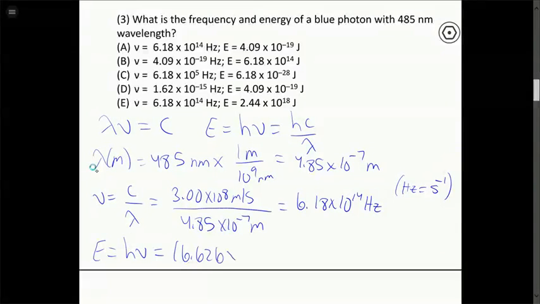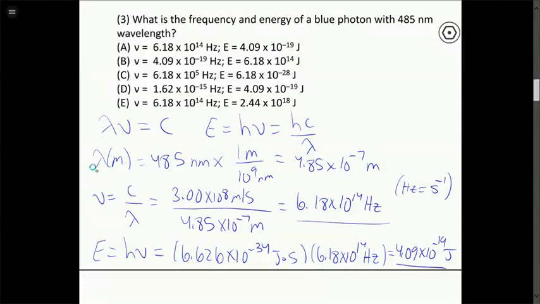6.626 times 10 to the minus 34th is the value for h, also on your periodic table. So none of these constants need to be memorized. And then the frequency that we just determined was 6.18 times 10 to the 14th hertz, which is inverse seconds. So that gives us an energy in terms of joules of 4.09 times 10 to the minus 19. All right, so that's the frequency, that's the energy. The only one that works out is choice A.